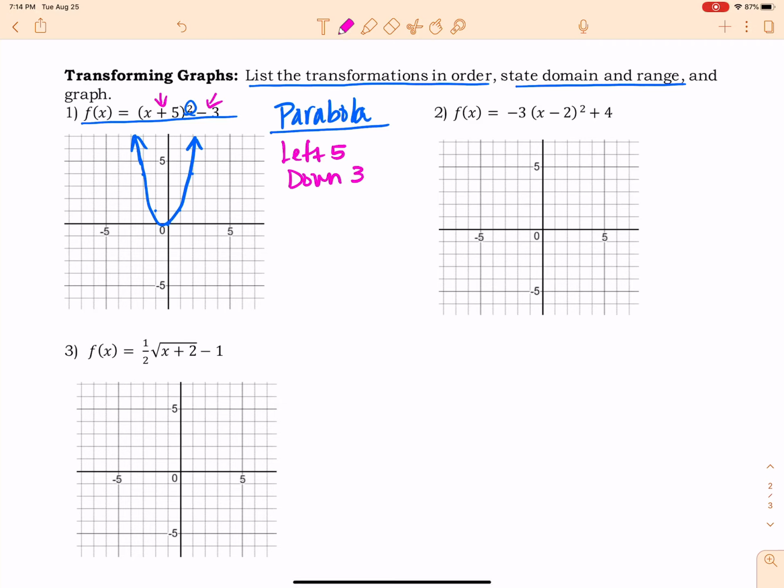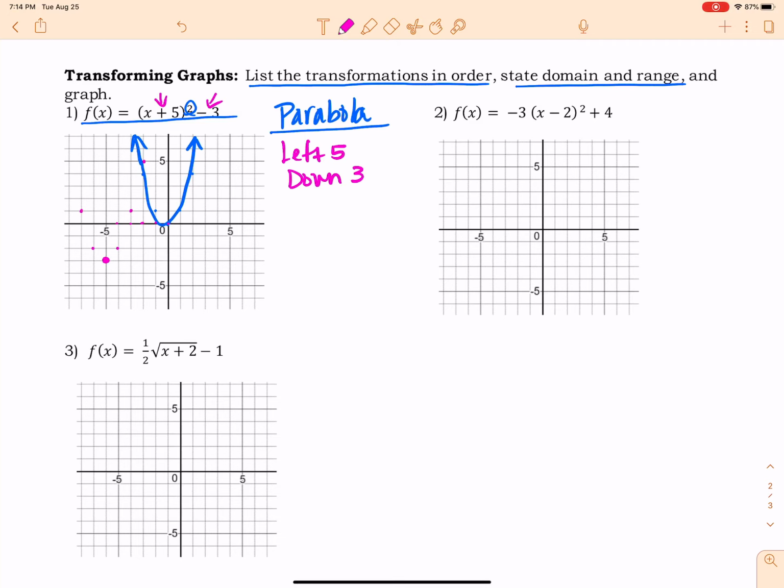Okay, so what is that going to look like? Well, it just means that this function that I have drawn here in blue is going to move to the left 5 and down 3. So I'm just going to go over left 1, 2, 3, 4, 5, and down 3. The width doesn't change. So from there, all of my ordered pairs are going to be just as they normally would.